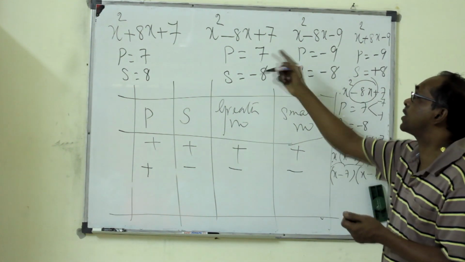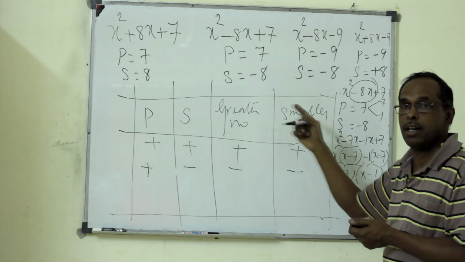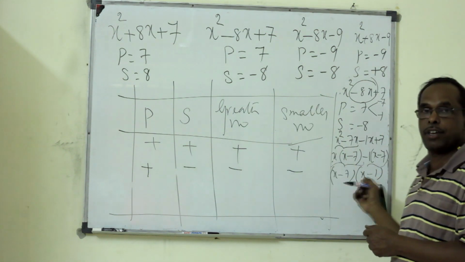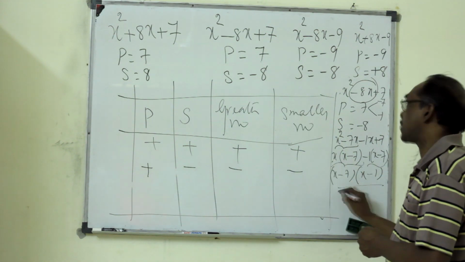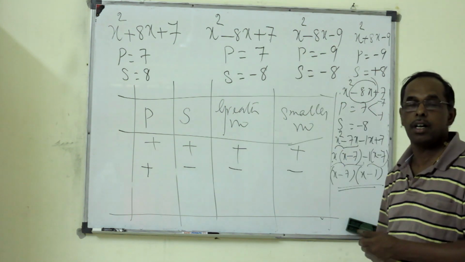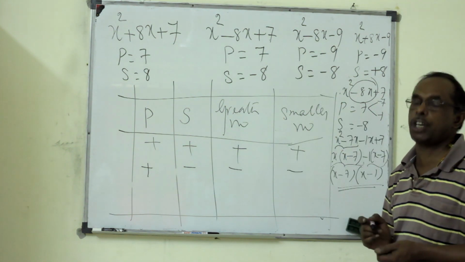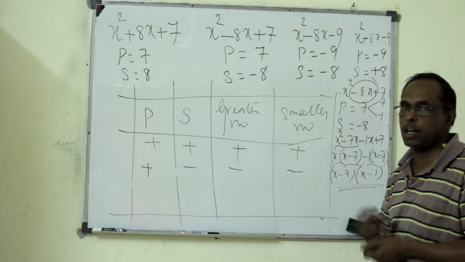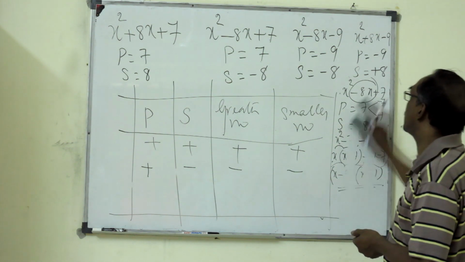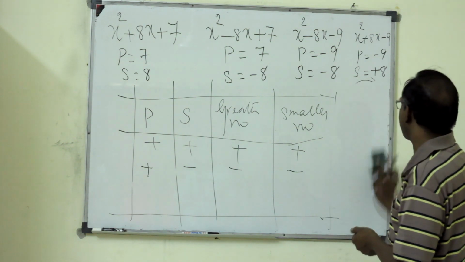So we are expressing this x square minus 8x plus 7 in terms of its factors x minus 7 into x minus 1. This is the factorization of the quadratic polynomial, which will always be in terms of multiplication, the product of the factors. I hope it is clear. So now we move to the third case.